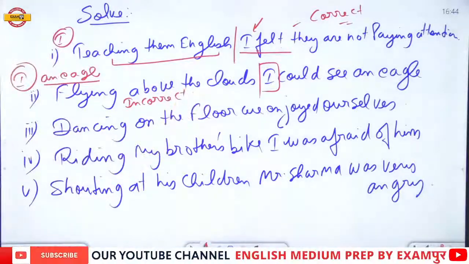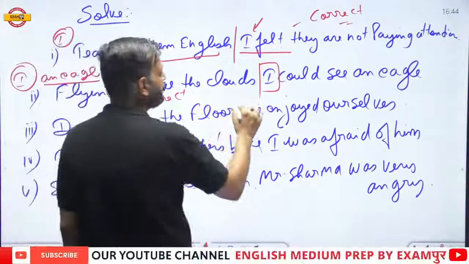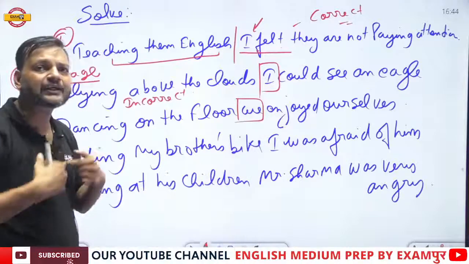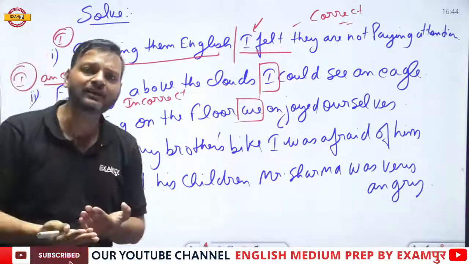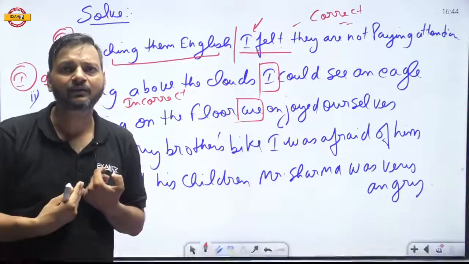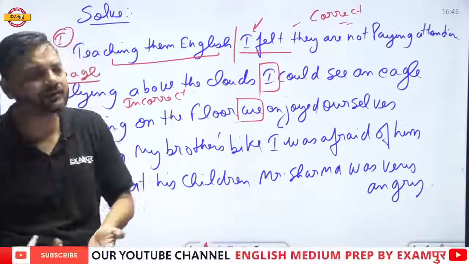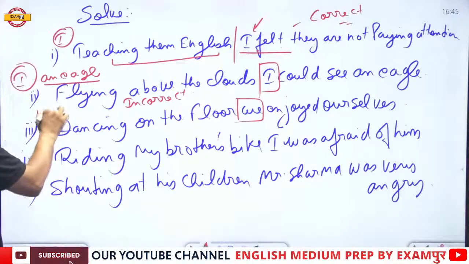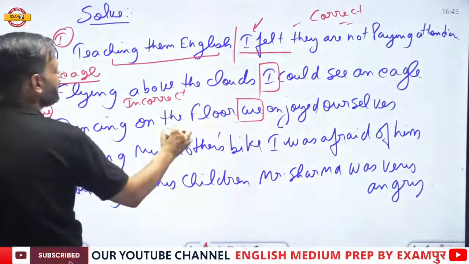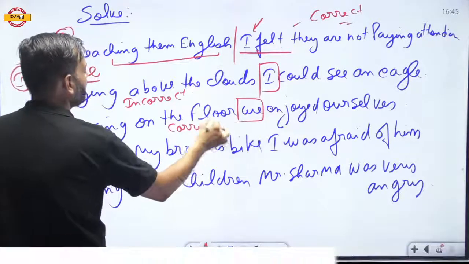incorrect. Now third sentence, dancing on the floor, we enjoyed ourselves. So who enjoyed ourselves? We. If we enjoyed ourselves, then who was dancing? Of course we were dancing. If we are enjoying, it means we are dancing. Okay, so here the subjects are the same, that means the third sentence is correct.